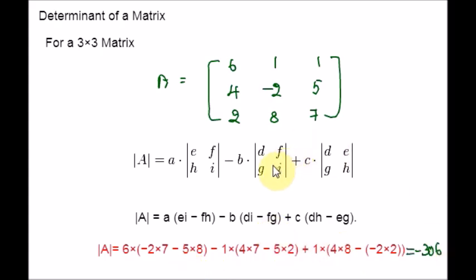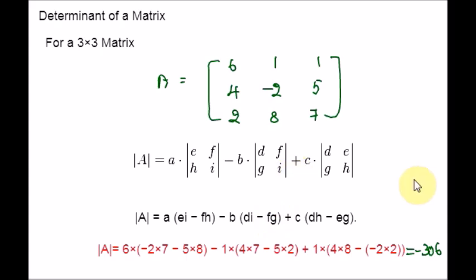All you need to do is consider the first element, ignore its column and row, and do the 2 by 2 matrix determinant. The same concept applies for each element in the first row. This is how we find the determinant. In case you have any query, you can let me know.